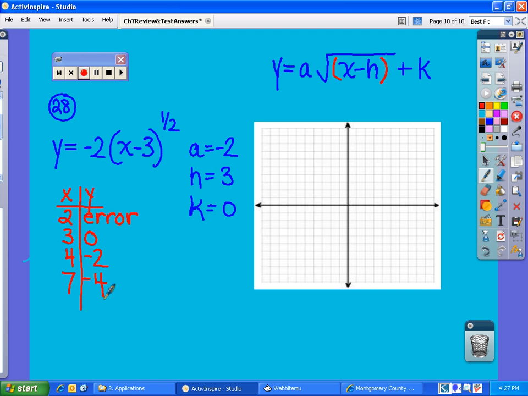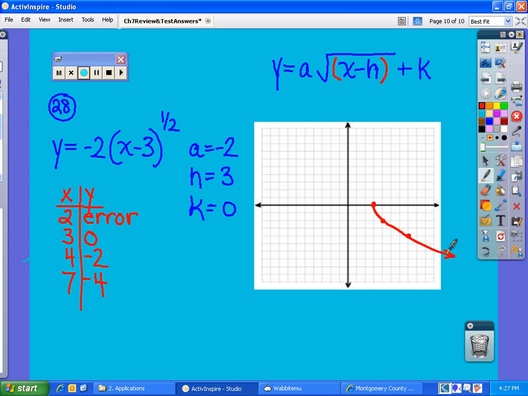We have our endpoint at 3, 0. We have another point at 4, -2, and yet another point at 7, -4. Notice we started at our endpoint. This time our graph is going down. It's still going to be a nice smooth curve through our points, continuing downward with an arrow.